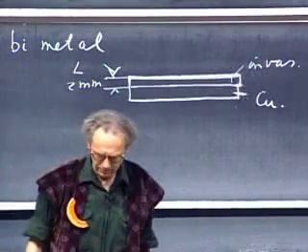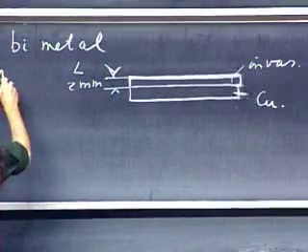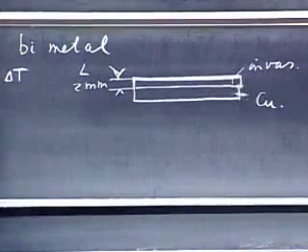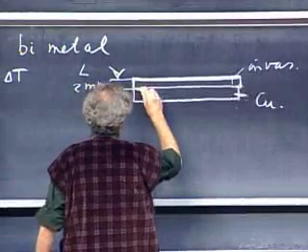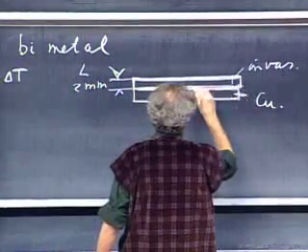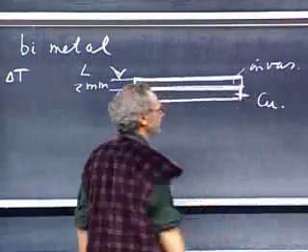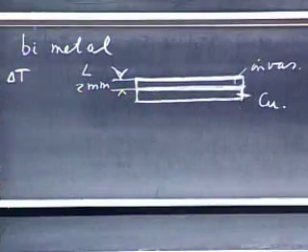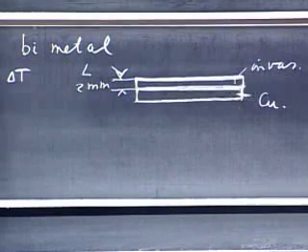And I'm going to heat it. I'm going to heat it, increase in temperature delta T. I'm not interested really in knowing how long the copper gets and how long the Invar gets, but I'm very interested in knowing the difference in the length between the two. Because what's going to happen when one gets longer than the other? Something's got to give. What do you think will happen?